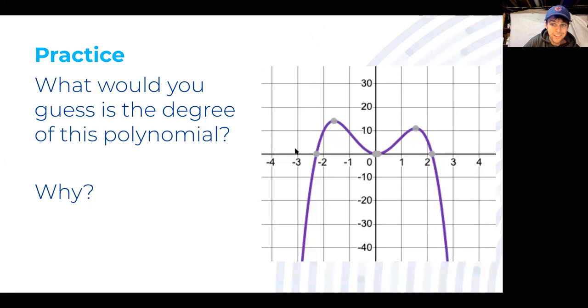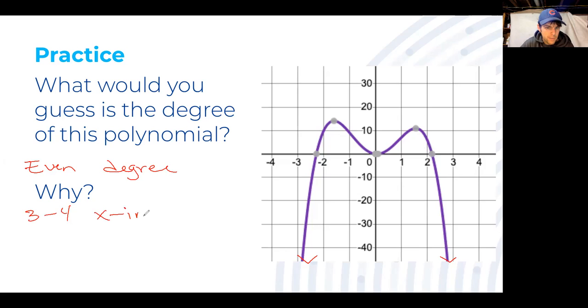Okay, I'm going to go ahead and answer. I think this is a 4th degree. Couple reasons. I know it's going down on both sides, which means that I'm dealing with an even degree. I can see that there are 3, maybe 4, it's hard to tell, x-intercepts, 3 or 4 x-intercepts. So if it's 3 x-intercepts, it could be 4th degree, right? Couldn't be 3rd degree because 3rd degree is not an even degree. So it could be 4 or higher.